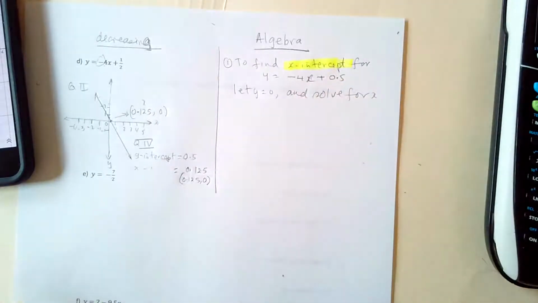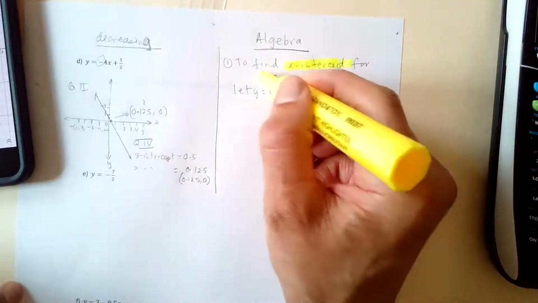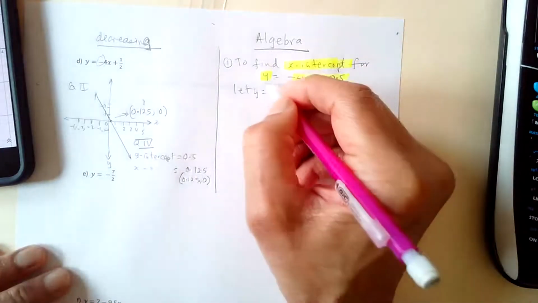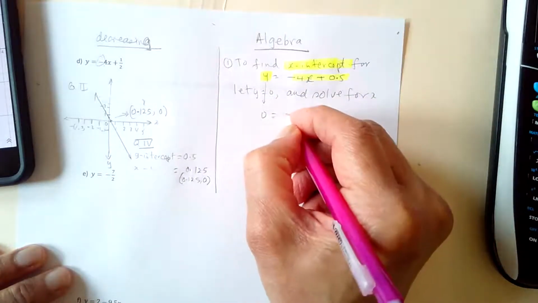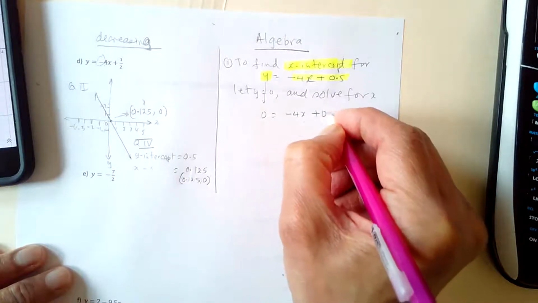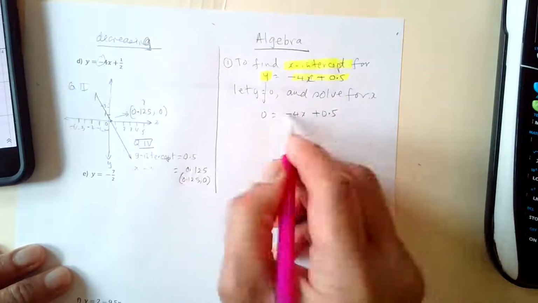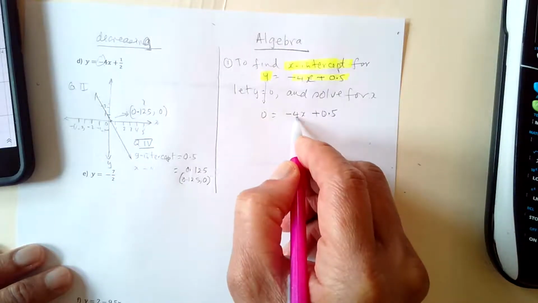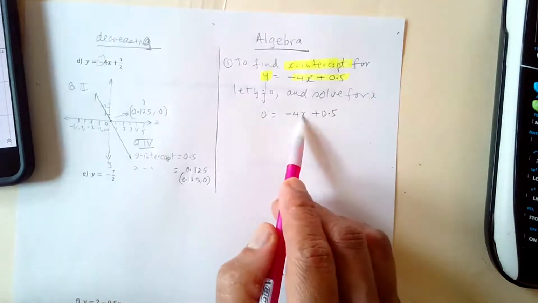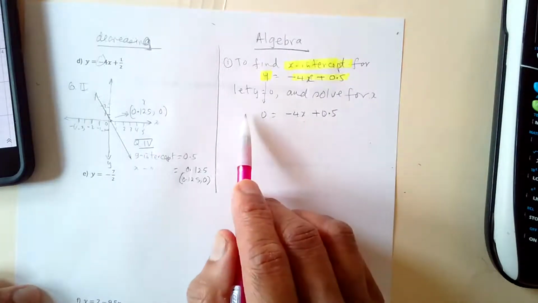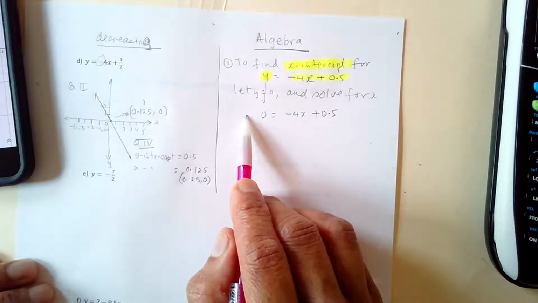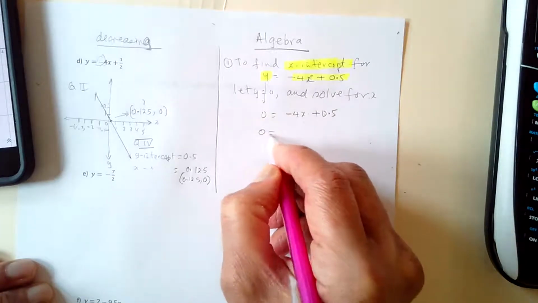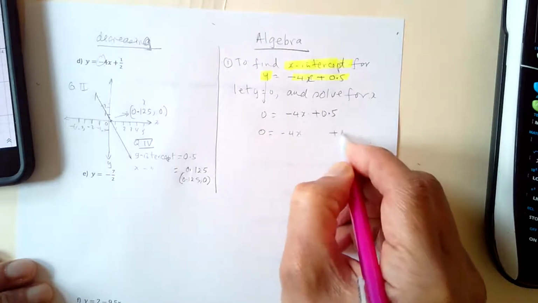So this is our equation. We're going to let y be 0. So if y is 0, then 0 is equal to negative 4x plus 0.5. Well, now we're going to solve for x. Now, this is negative 4x, so I want to move this negative 4x. You want to isolate the x's. But since it's negative, I want to make it positive by moving it to the left side. And the reason you can do that is because you can be subtracting on the right side. So let's look at this here. 0 is equal to negative 4x plus 0.5.